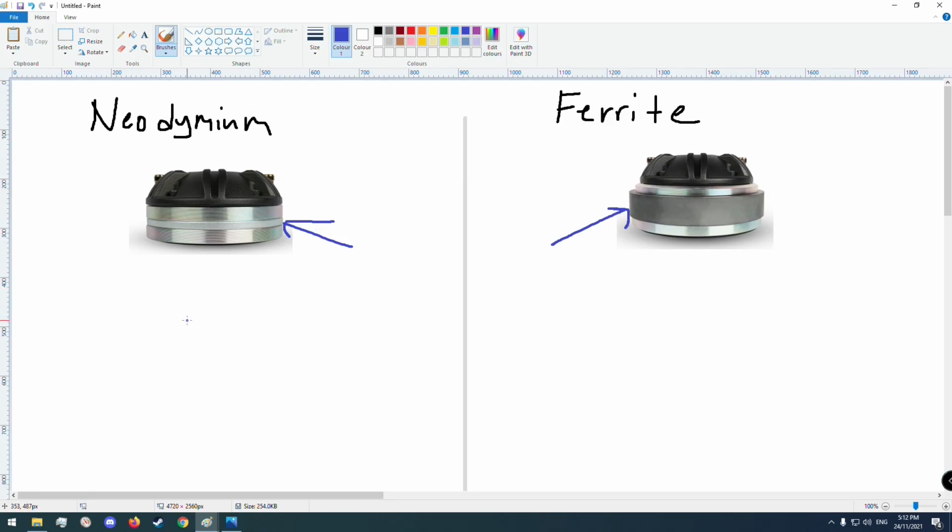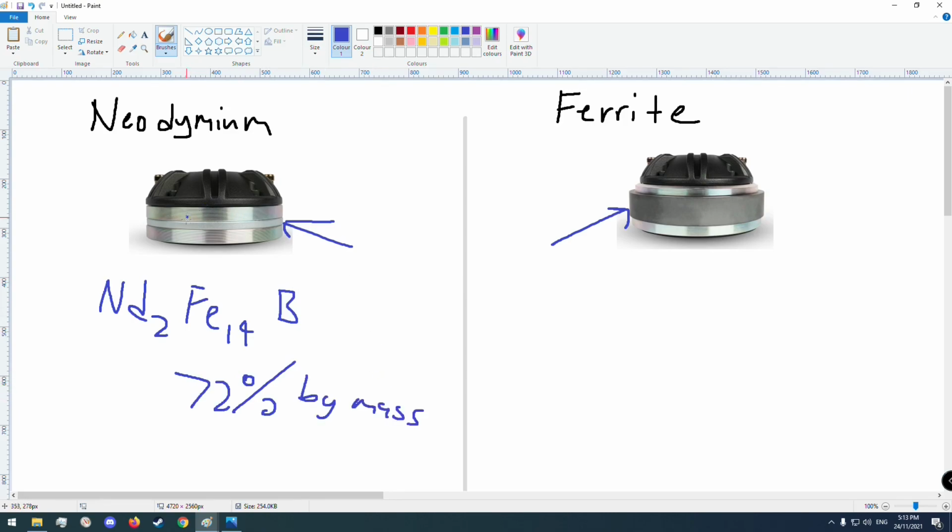Now here's just a very quick bit about the chemistry of them. Neodymium magnets are typically neodymium iron boron, which is about 72% by mass iron. So neodymium magnets actually have a lot of iron in them and not much neodymium itself. Ferrite magnets, on the other hand, are barium iron oxide. So ferrite right here, very typical, say for in speakers, is barium with iron and oxygen. And this clue right here, it has a lot of oxygen in it, and this is why they're typically raw.